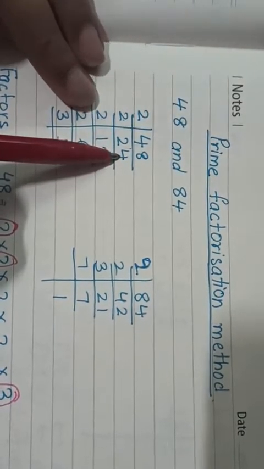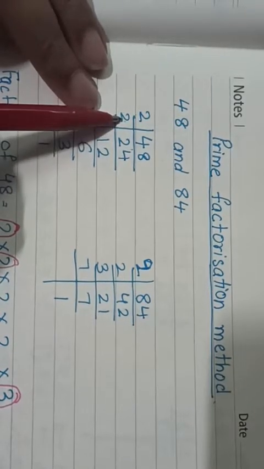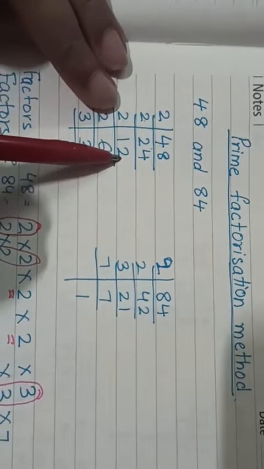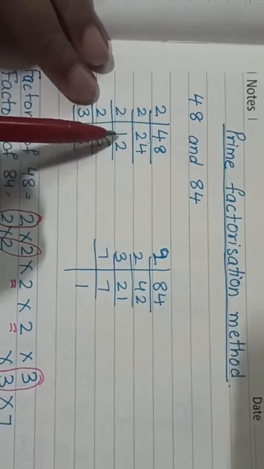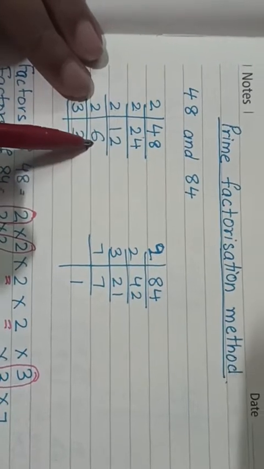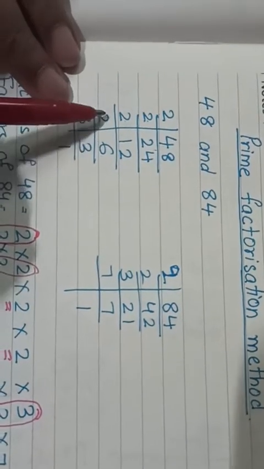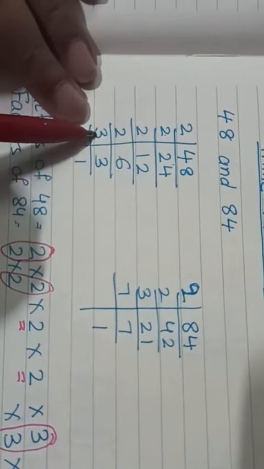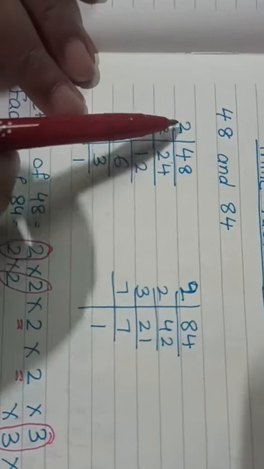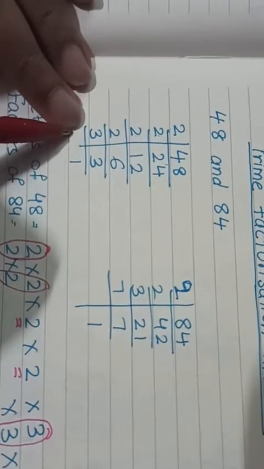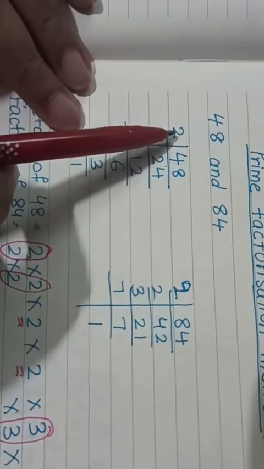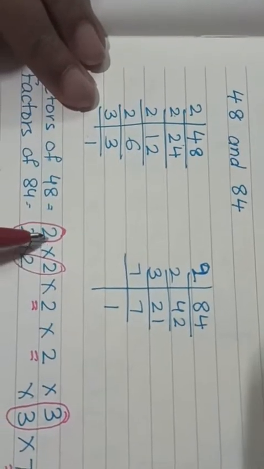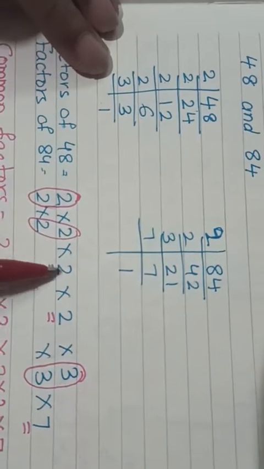Again it is an even number. It is divisible by 2. We'll again divide. 2 12s are 24. Now 12. Again it is divisible by 2. 2 6s are 12. 6 is again divisible by 2. So 2 3s are 6. Now this time we have 3. So we will divide it by 3. So we have a list of prime factors which we'll be noting down. So we have 4 2's and 1 3. I have written it here: 2, 2, 2, 2 and 3.